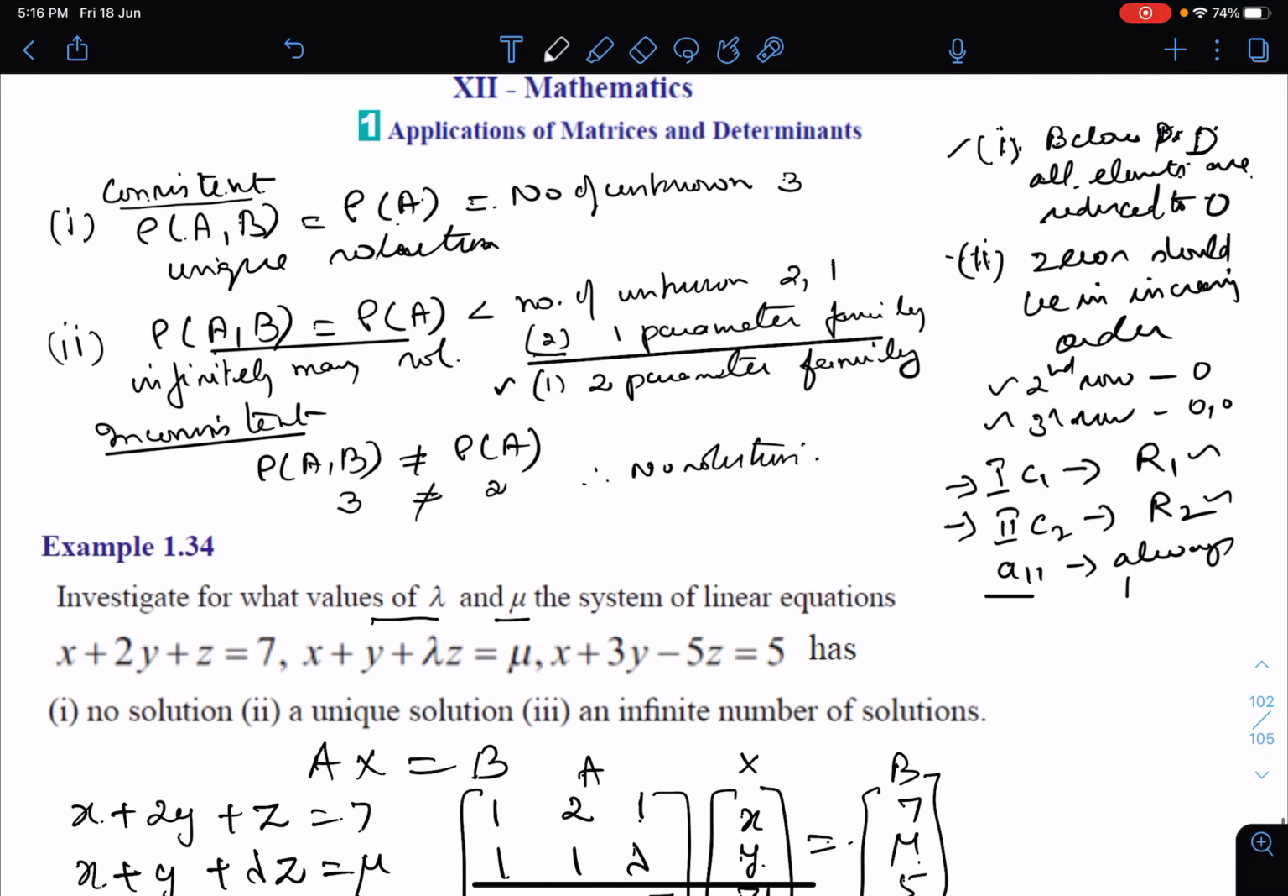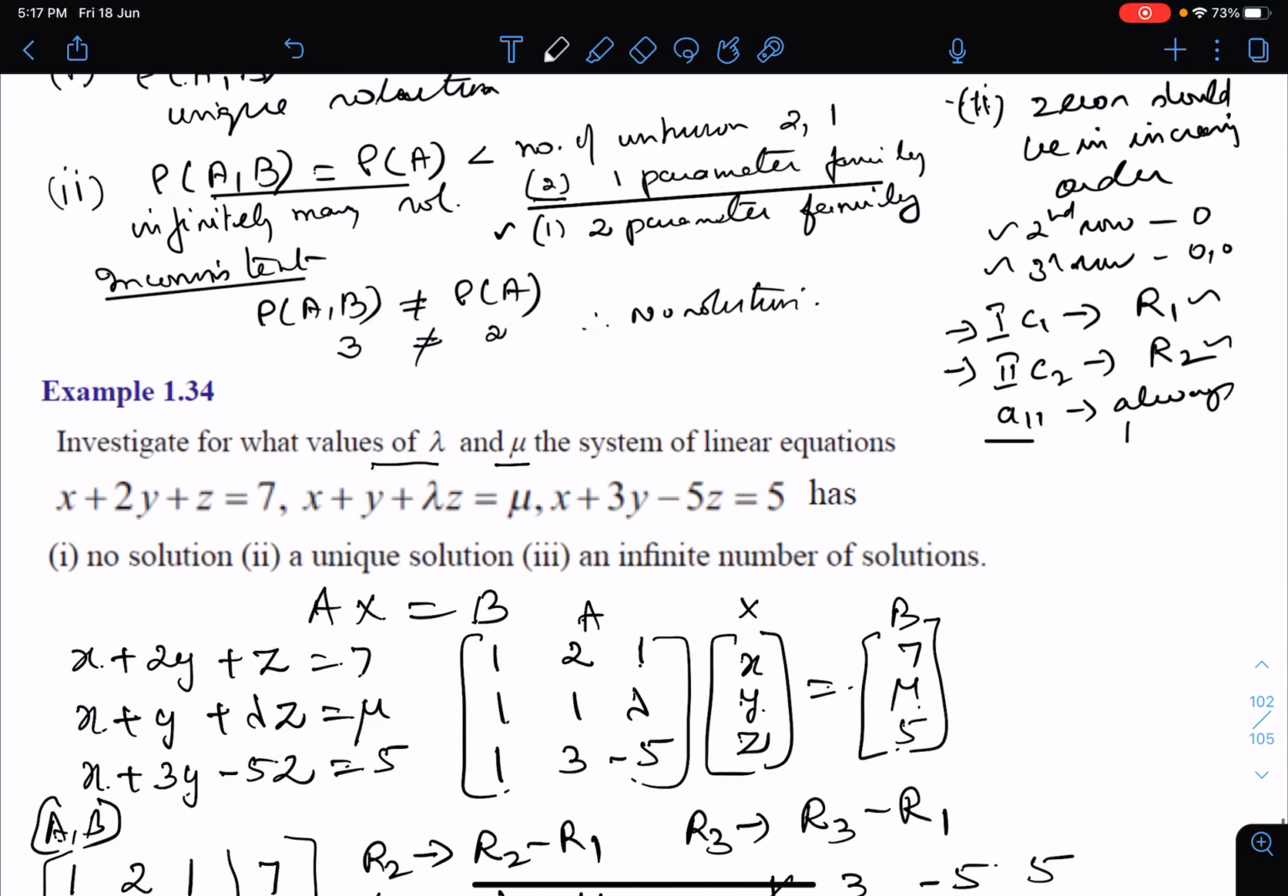For reducing into row echelon form, you know that below the principal diagonal all the elements should be reduced to 0. That is your first step. Second step, you should verify whether the zeros are in increasing order from row 2 onwards. When you are reducing to 0, for the first column you take the help of row 1, and for the second column you take the help of row 2. Our first element of the augmented matrix should be 1 always. If there is no 1 at all, you can continue with whatever numbers you have got. Okay, now we'll see this.